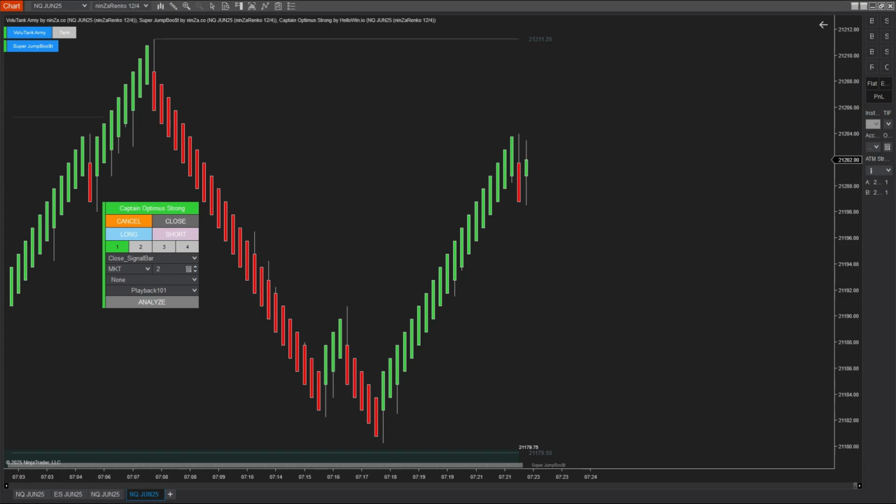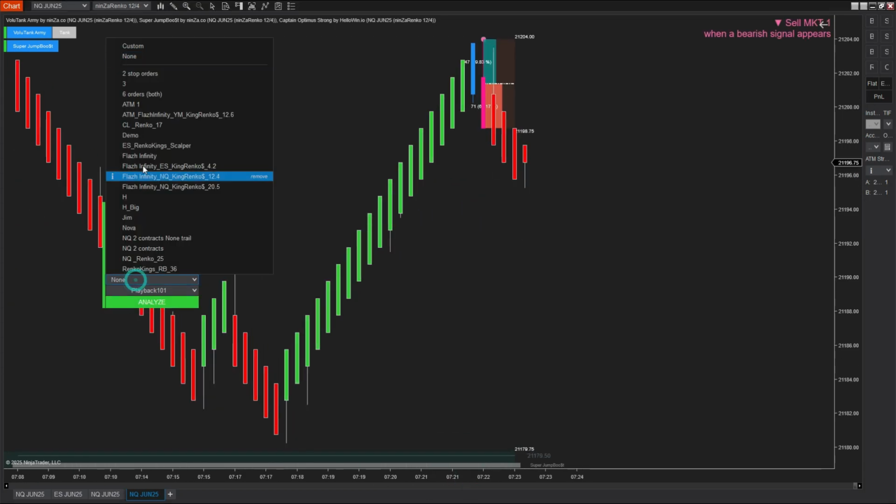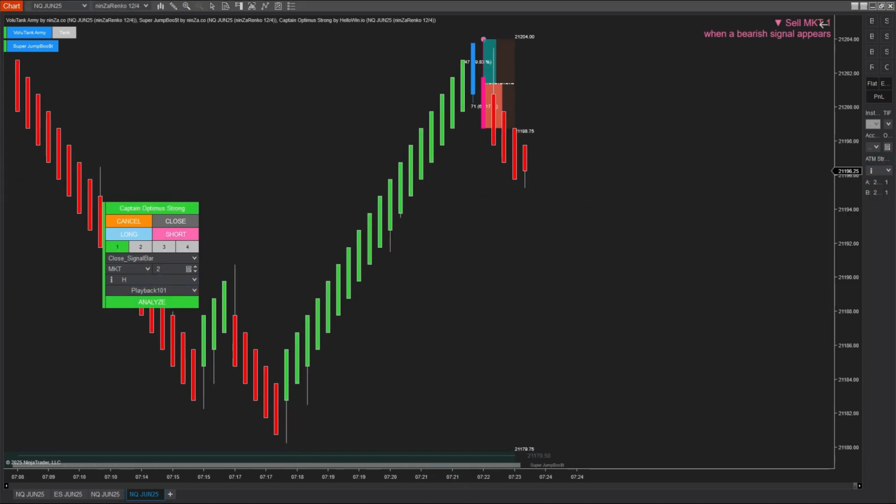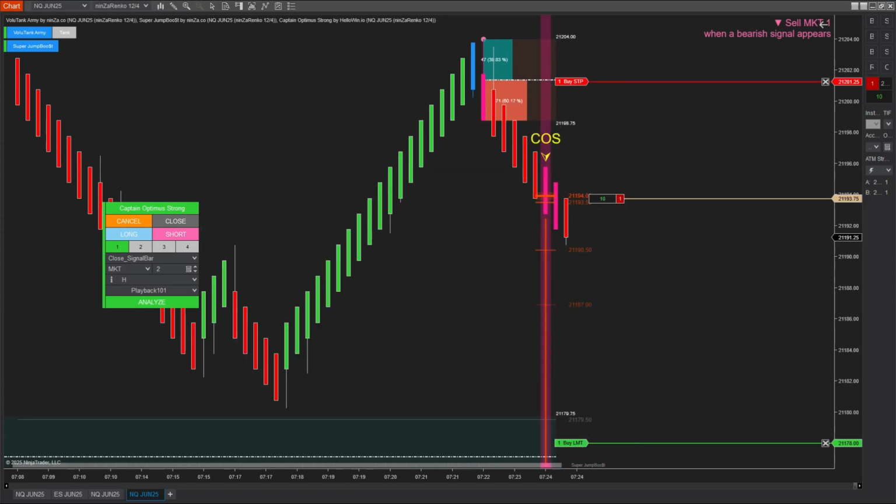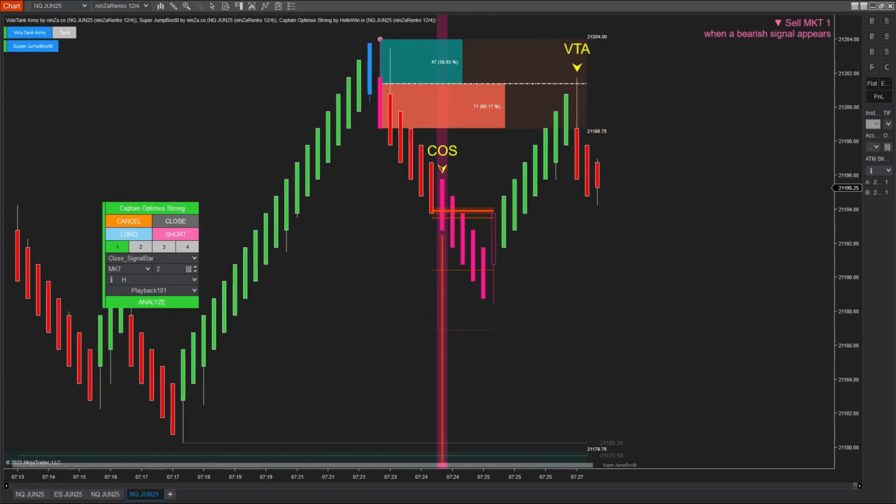Next, let's explore another combination on the Renko chart. And this time, I'll be using only Super Jump Boot inside Captain Optimus Strong. Here's how the logic works.